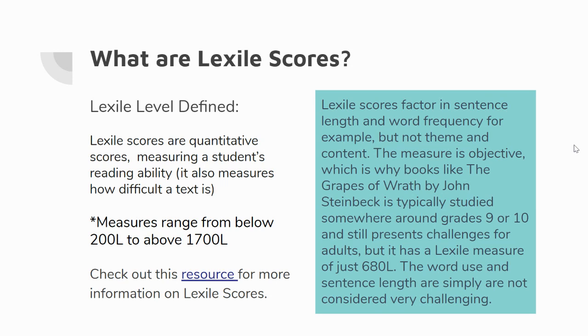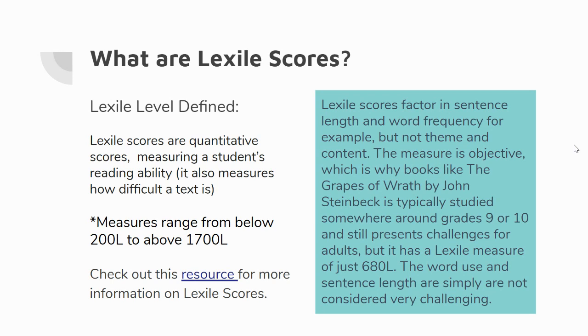So Lexile scores are quantitative scores, meaning that it measures a student's reading ability. Now, sometimes teachers use Lexile scores to look into how difficult a text might be. They range from 200 to 1700.